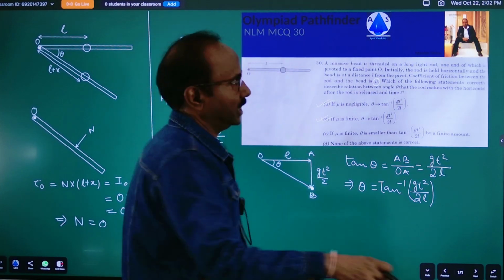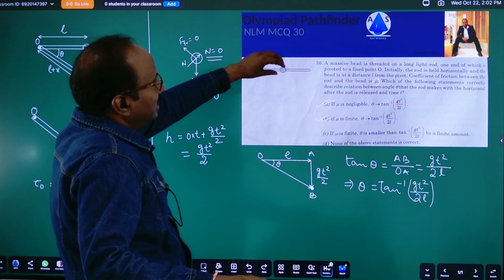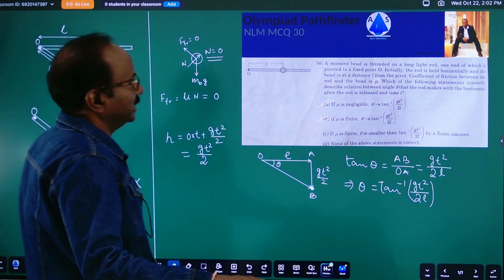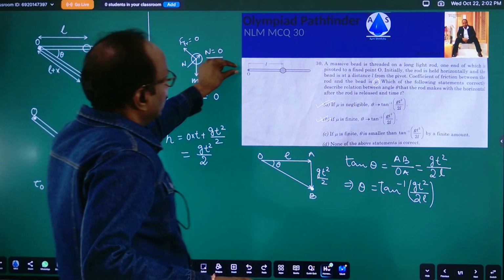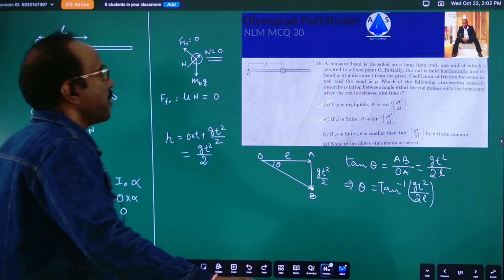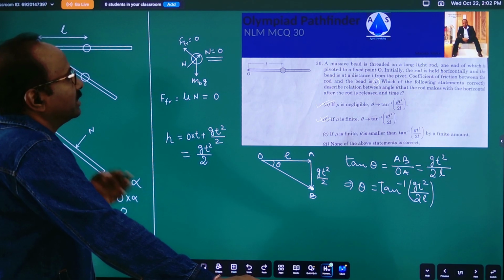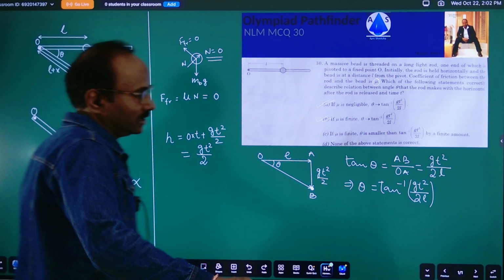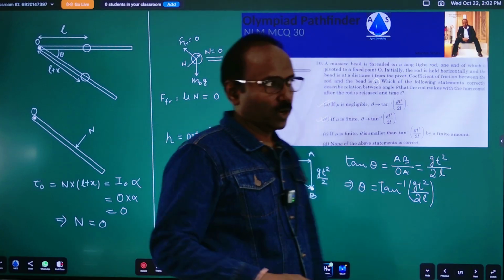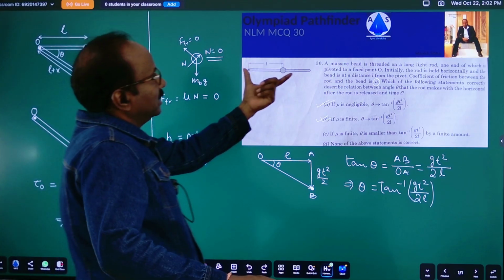देखिए इस क्वेश्चन में क्या दिया हुआ है. ये जो बीड है, मैसिव बीड है, मींस इट हैज अ गुड मास इन इट. बट ये जो रॉड है, विच इज वेरी लॉन्ग and very light, means it does not have the mass at all. We can neglect the mass of the rod. तो इसमें कुछ है नहीं.